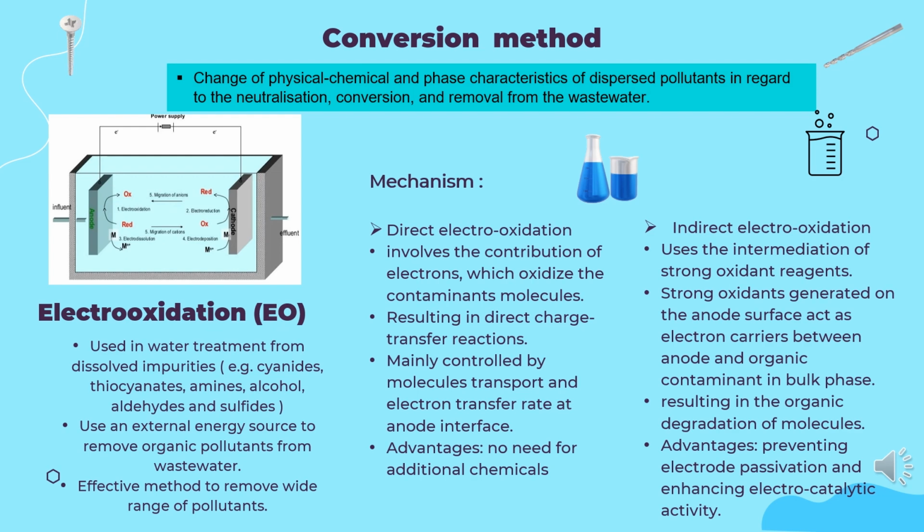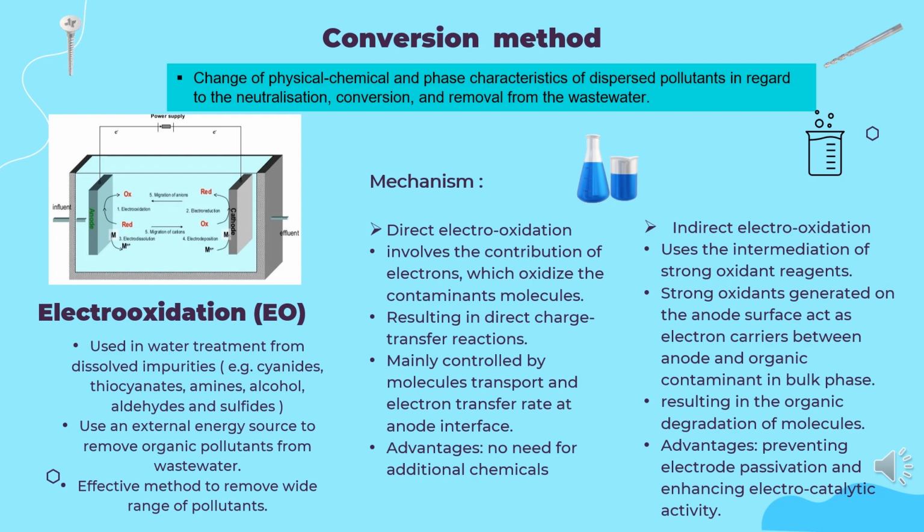What is the conversion method? It is a change of physical, chemical, and phase characteristics of dispersed pollutants in regard to the neutralization, conversion, and removal from the wastewater. Our main focus for the conversion method is electrooxidation. Electrooxidation is used in water treatment to remove dissolved impurities, for example, cyanide, thiocyanides, amines, alcohol, aldehydes, and sulfide.